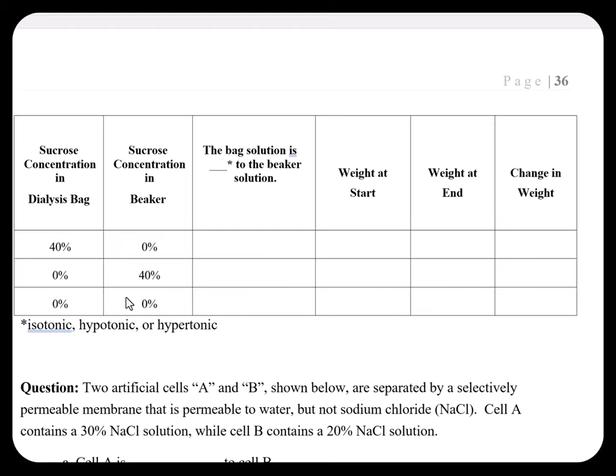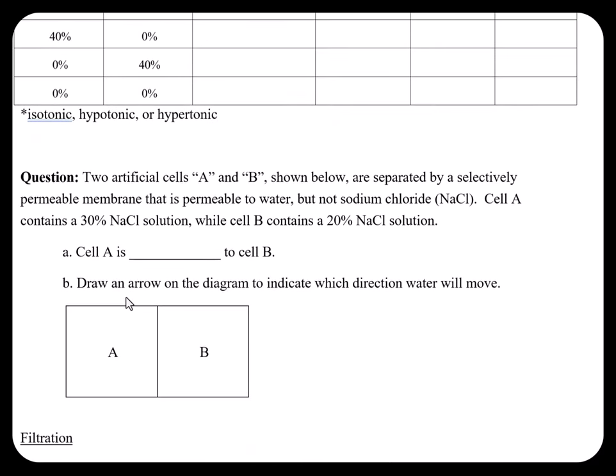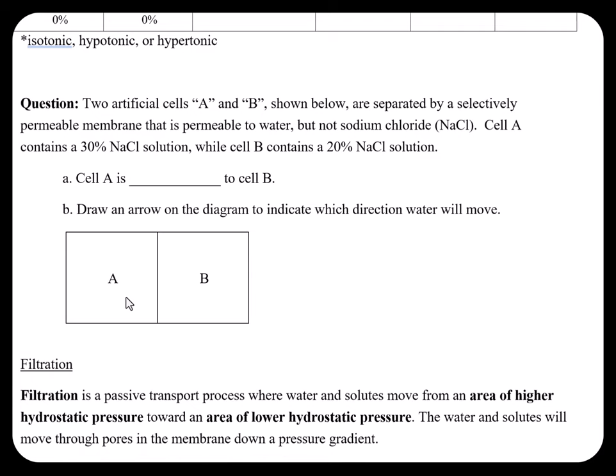So go over that, read it in your book, watch YouTube videos about it if you don't understand it. But if you can remember that water goes towards the stuff and the stuff is hypertonic, then you're golden. That's pretty much the way I remember it. All right, so here's a question. I'm not going to give you the answer to this one; you're going to have to figure it out. You have A and B. In A, you're going to put 30% sodium chloride, and in B, you're going to put 20% sodium chloride. You have to figure out which one's hypotonic, which one's hypertonic, and which way the water will go.